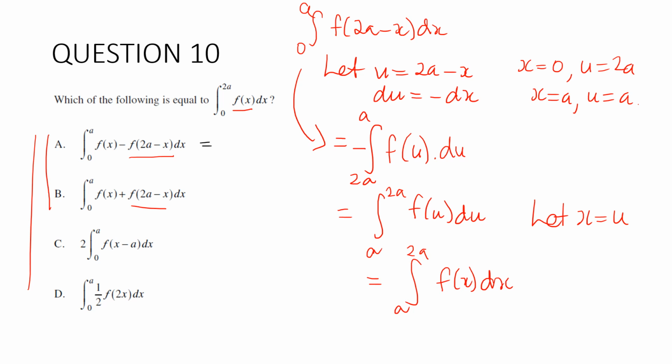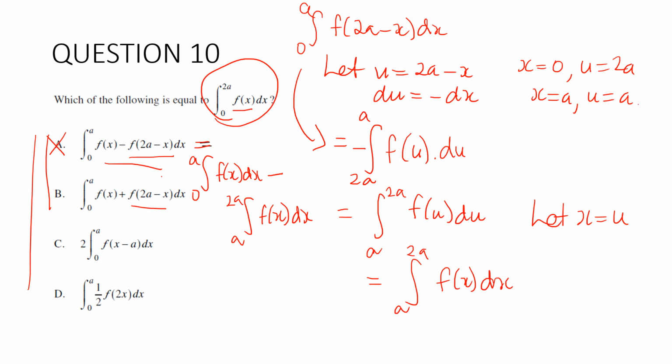Okay, let's come across to have a look at these. So with A, we have got the integral between 0 and a of f of x dx minus the integral between a and 2a of f of x dx, which is no use to me. It's not equal to that, so A is out. Now let's have a look at B. We have got the integral between 0 and a of f of x dx plus the integral between a and 2a of f of x dx, and that of course is equal to the integral between 0 and 2a of f of x dx, isn't it? So the answer is B.